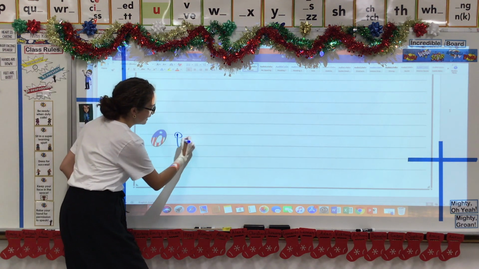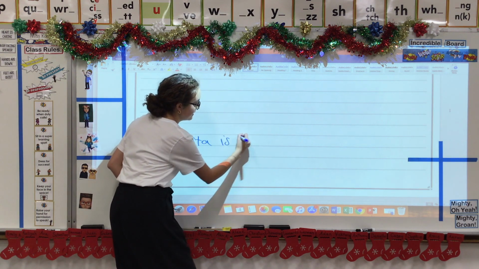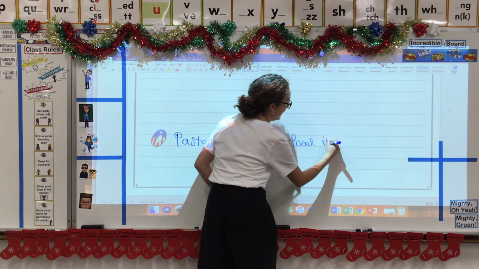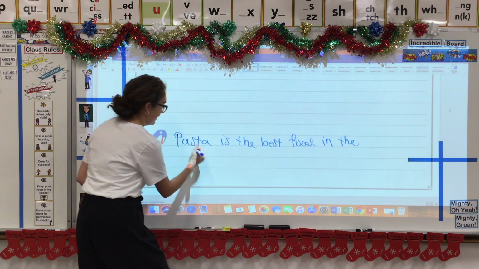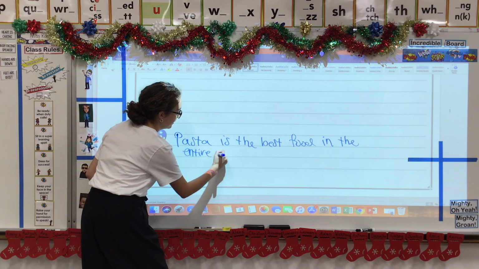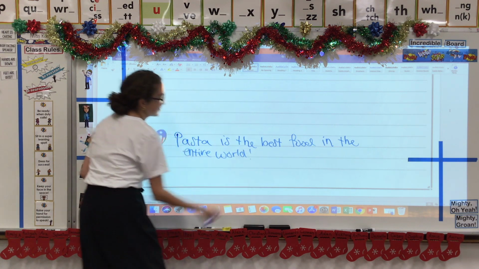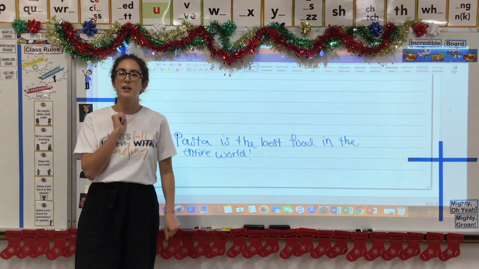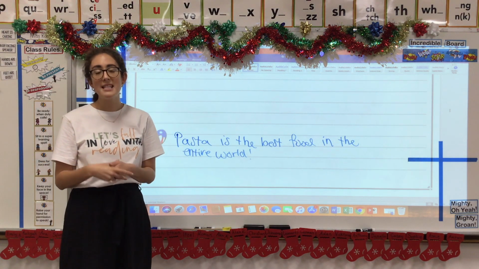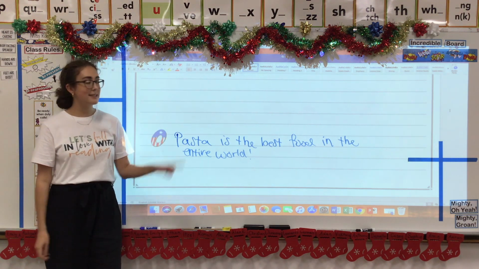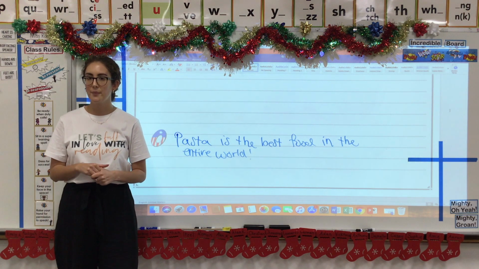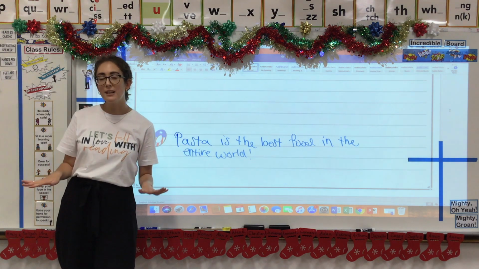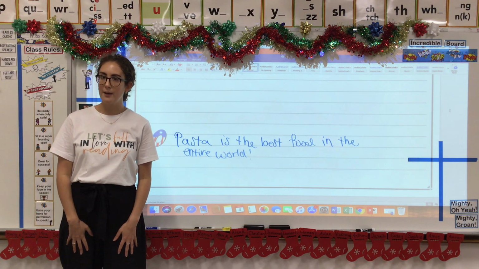Here we go. Pasta is the best food in the entire world! Exclamation point, of course. So I think pasta is the best food in the entire world, but someone might not have that same opinion as me, so it's not a fact, it's for sure an opinion. I don't have the word fantastic in here, so I'm definitely restating my opinion in a different way.